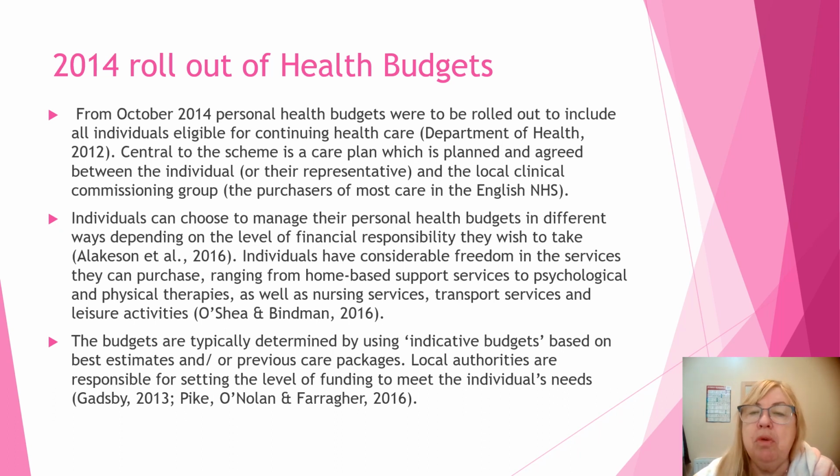Central to the scheme was the care plan, as it always is. And individuals can choose to manage their personal budgets in different ways. They've quite a lot of freedom, really, in bringing in the services. The sort of services people looked at was support at home, helping you manage if you're having difficulty cooking or doing the cleaning. So that sort of social care support, or wanting someone to take them out to the shops so they can actually get out there.